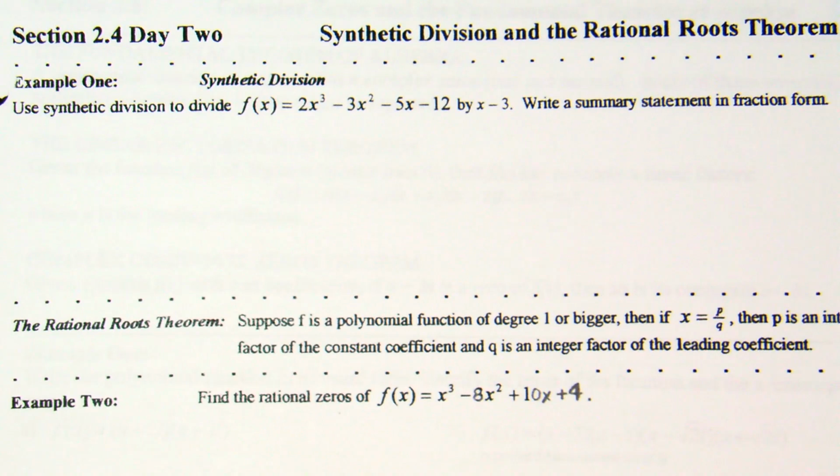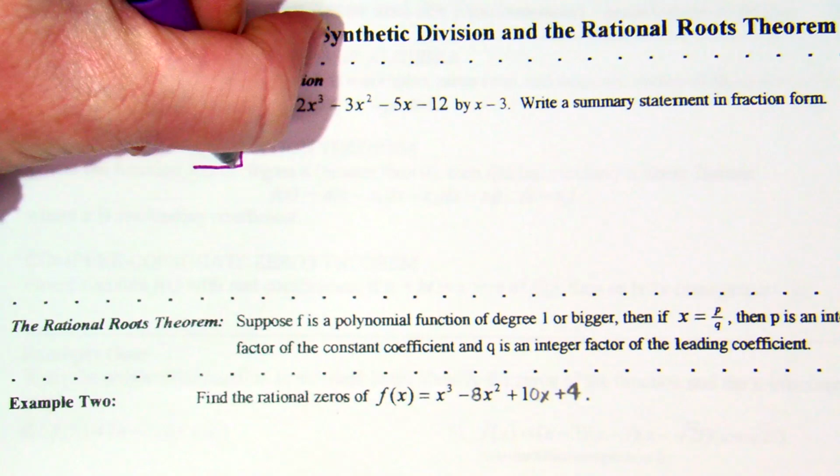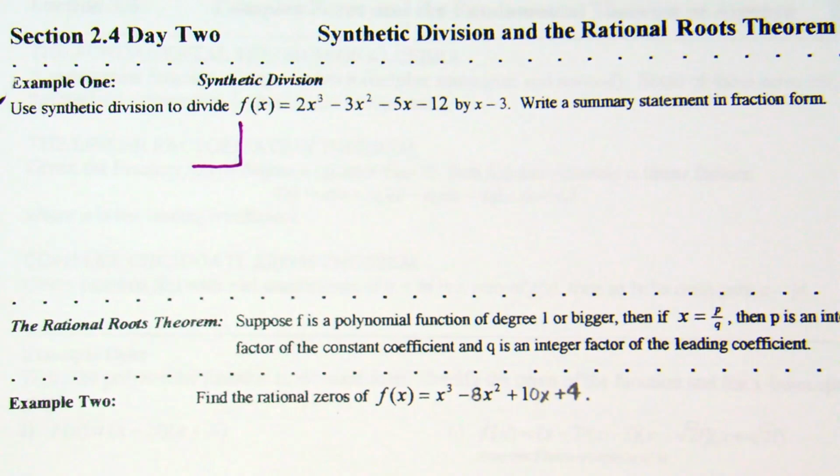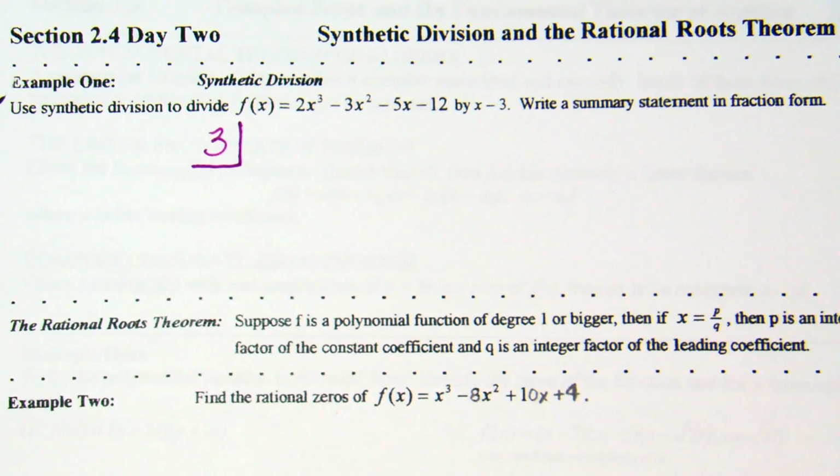Use synthetic division to divide f of x by x minus 3. Write the summary statement in fraction form. I don't know how much you guys remember about this, but I start with a box up here. In that box, I'm going to put the number that we use as our divisor. Think back yesterday to our k value. What would be our k value here? Since this is x minus 3, think about setting it equal to 0. We're going to use 3 as our k value.